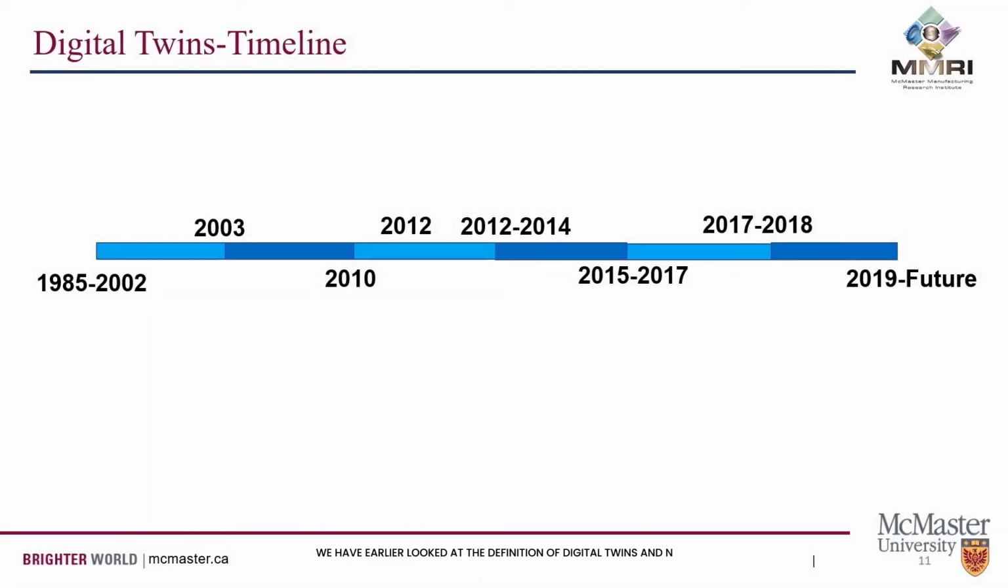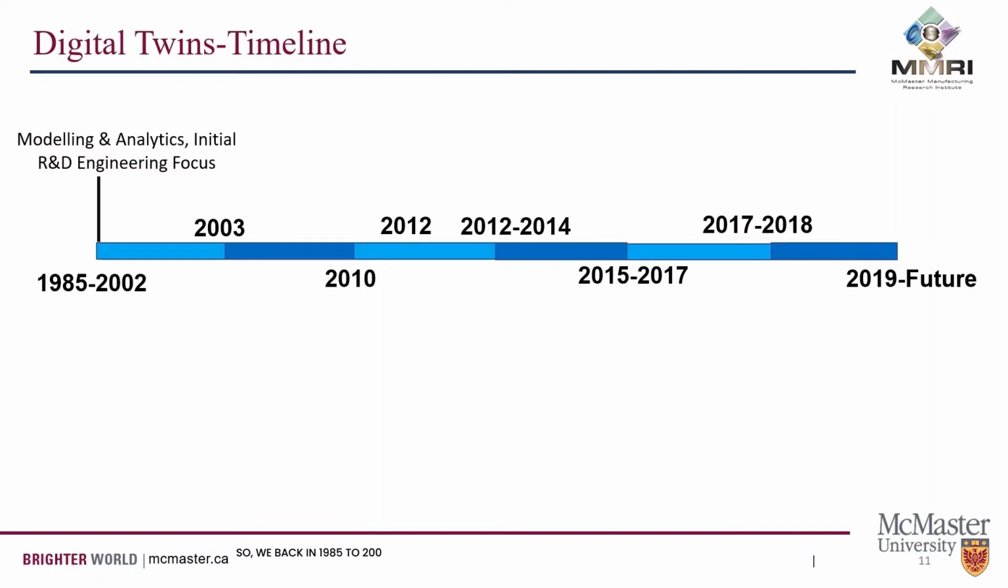We have earlier looked at the definition of digital twin, and now we move into the next topic, which is the digital twin timeline. Let's see how digital twin has evolved and how modeling and simulation and this whole process started. Back in 1985 to 2002, there was a lot of focus on modeling and analytics, but it was basically bits of research and development and engineering focus.